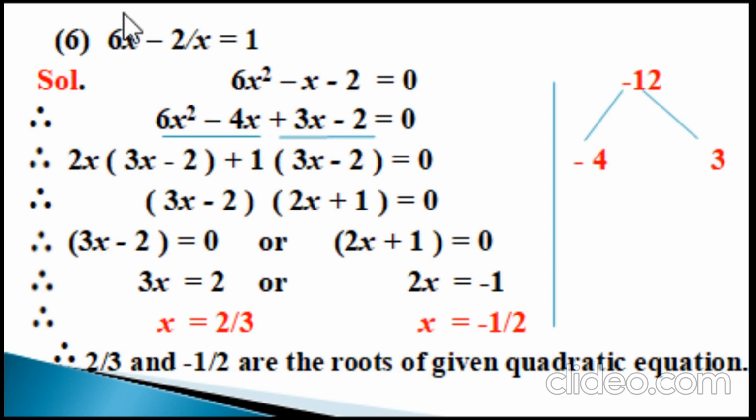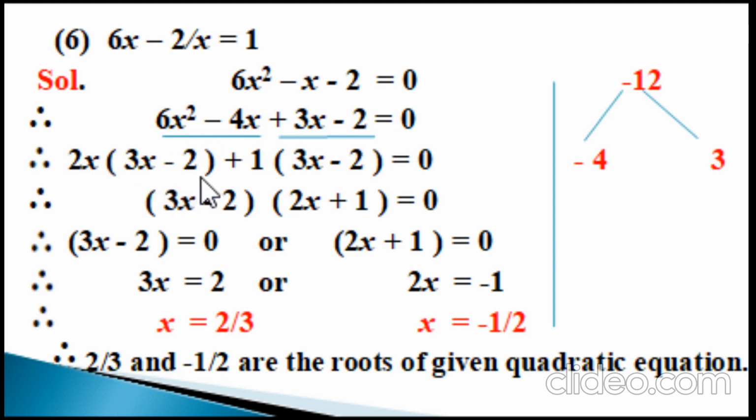Question number 6. 6x minus 2 upon x is equal to 1. Here also we have simplified this by multiplying x to 6x and 1. So 6x square minus x minus 2 is equal to 0. Here factors are minus 4 and 3. So we get 6x square minus 4x plus 3x minus 2 is equal to 0.